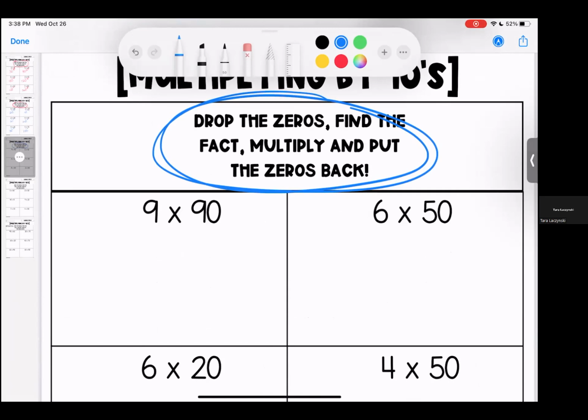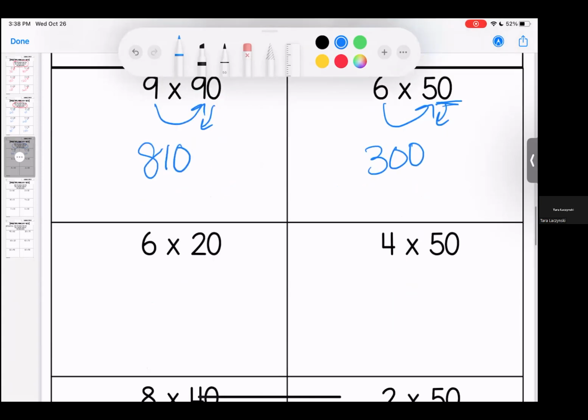The multiplication is the sticky part. Putting the zeros on the end is easy peasy. 9 times 9, use your strategies. 81, we have a zero. 6 times 5 is 30. Don't forget to bring your zero over. 6 times 5 gives you the zero for 30, but we still have the zero to bring with us.